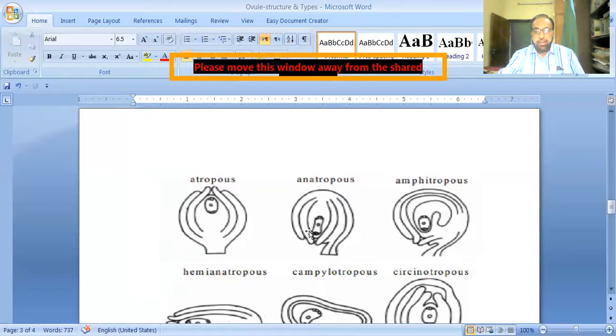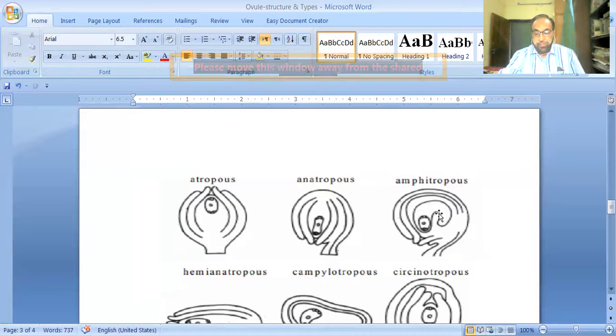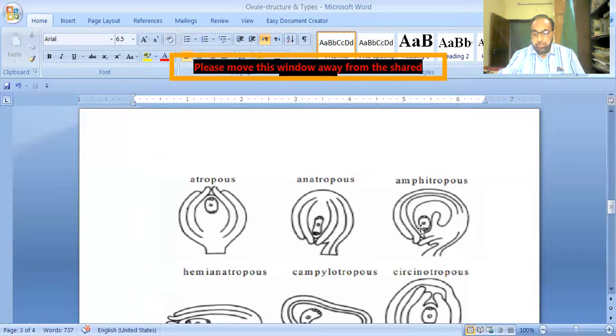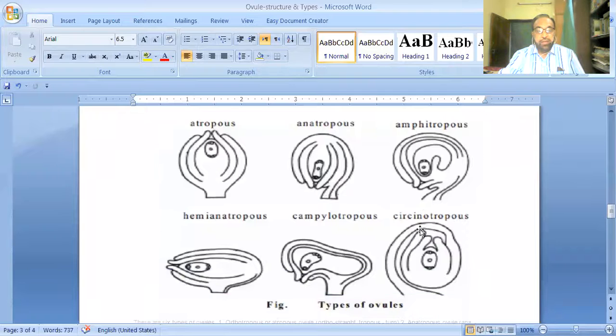Then the third important type of ovule is the amphitropous ovule. In this amphitropous ovule, you will find that the ovule has a curved structure which is very pronounced, while the embryo sac is in a bent condition, just in front of the micropyle. This type of ovule is called an amphitropous ovule, and it is commonly present in Lemna, many plants of Alismataceae and many others.